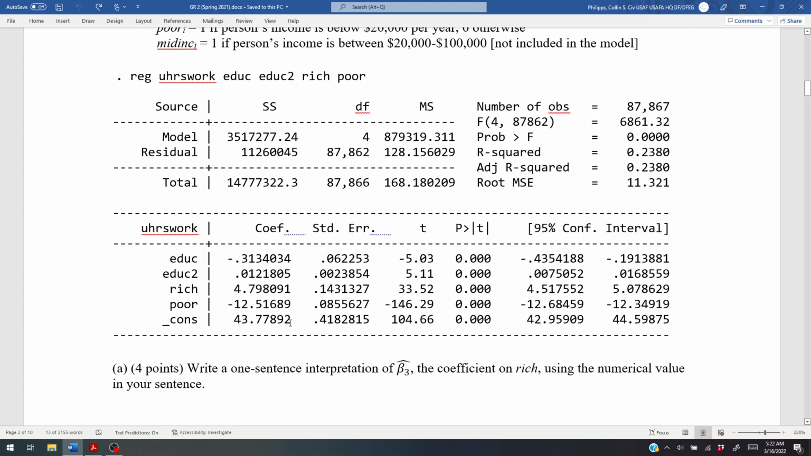So we would have a linearly equivalent model if you put rich and mid-income and left poor out. Then poor would be the baseline, but all of these numbers would adjust accordingly. R squared would be exactly the same, fitted values exactly the same, root mean squared error exactly the same. Feel free to try it.